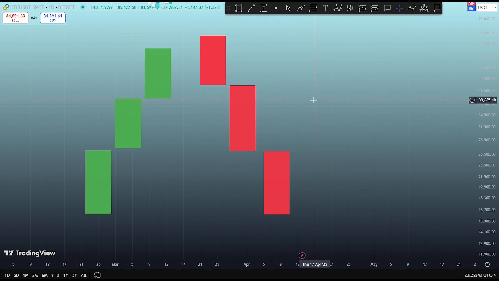Previously we discussed how a candle with a wick works. So what does a candlestick without a wick mean and how does it work? A candlestick without any wick is called a full body candle. If it's a green or bullish candle with no wicks, as you can see here, no upper wick and no lower wick, then it means buyers are in full control the entire time.